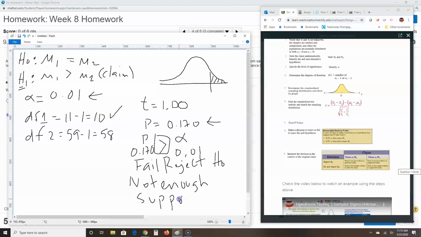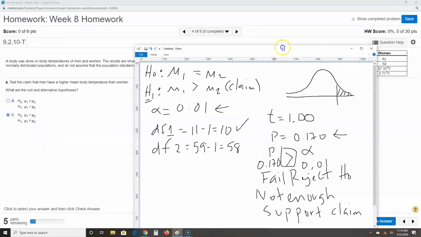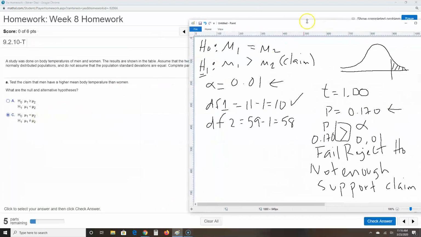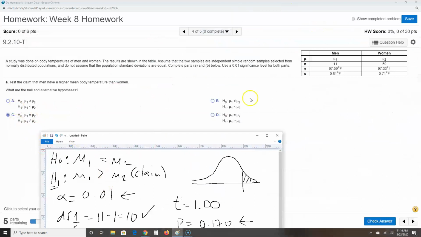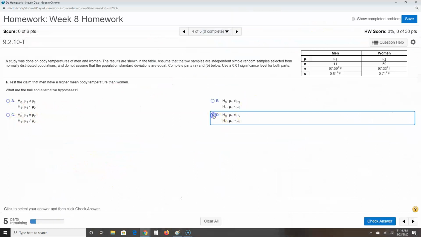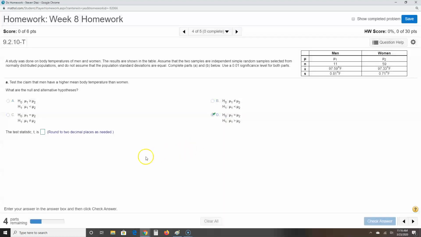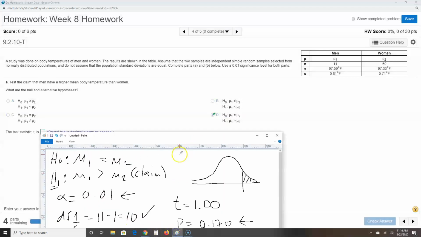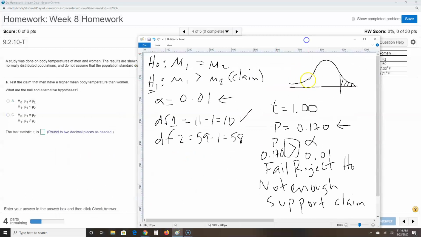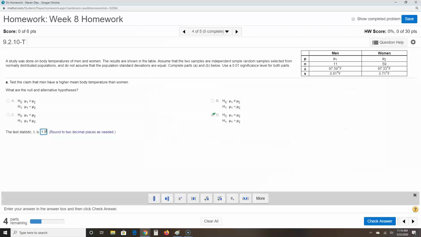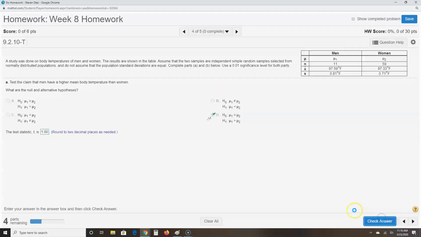All right, now I did everything by hand. I'm going to go and put all of this in my answer, okay? So first thing, I need to identify the hypothesis. So which of these 4 options look like this? Letter D. See, I'm going to check my answer. The next thing they're going to ask me is the test statistic. And what was my test statistic? That's the T, the value of T. We got that is 1. It says here 2 decimal places, so 1.00. I'm going to check my answer.